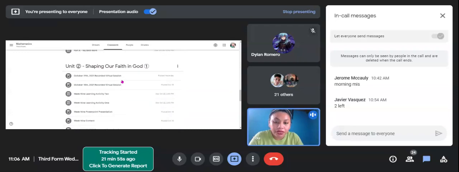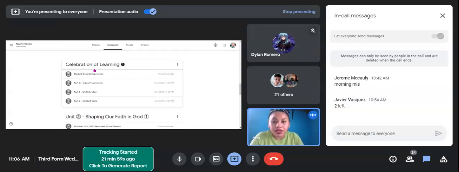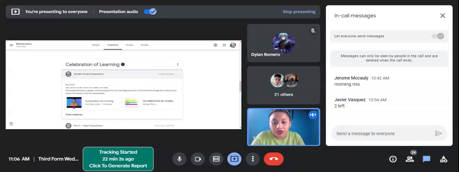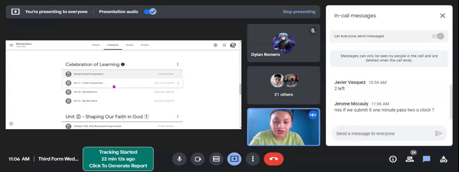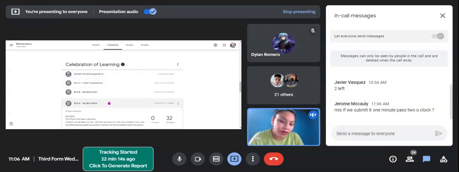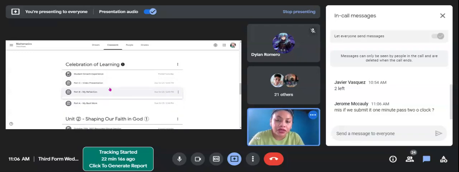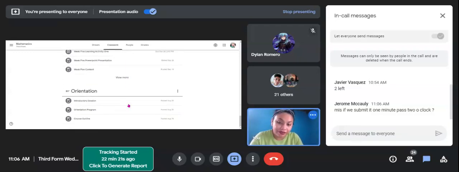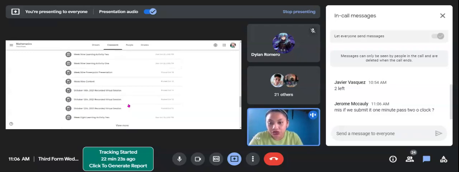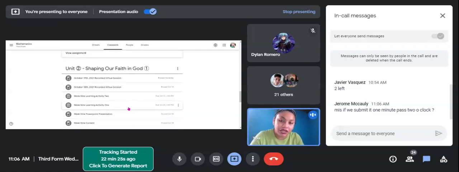But this week, this unit 2 is basically finished this week. Then you have the celebration of learning, and you guys can see all of this. You have the document that explains it, and there is also a video for more stressing of what it is that you need to do. There are three homeworks that you need to do for this part. The first part is that you will go back to everything that we have done when we talked about triangular trinity and when we talked about shaping our faith in God.